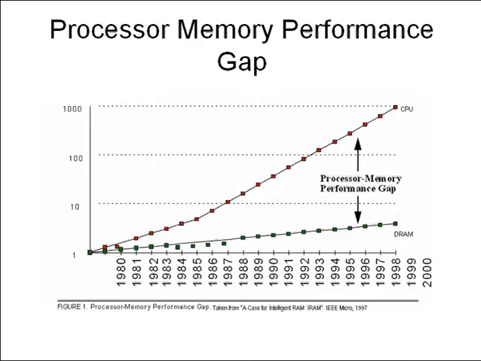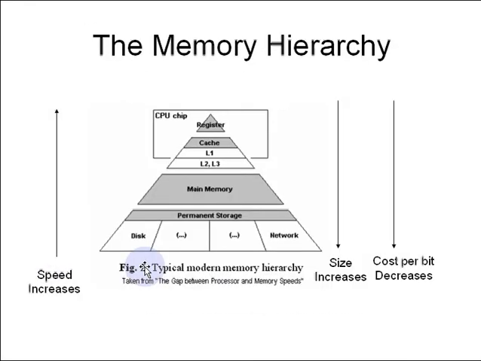Let us look at the memory hierarchy. As can be seen from the diagram, at the lowest level we have permanent storage. Permanent storage can be disk or magnetic tape. The data stored in the permanent storage will not be lost even if the power is switched off. Next comes your main memory. Main memory is temporary storage, and data will be lost if the power is switched off.